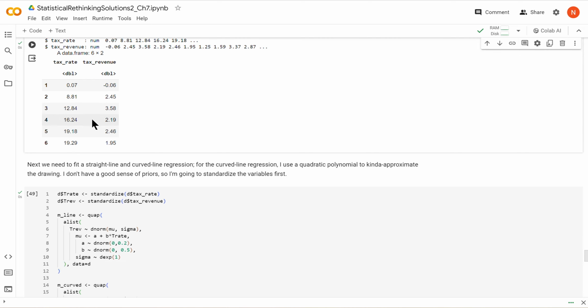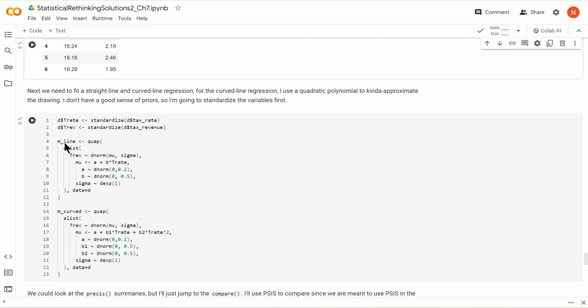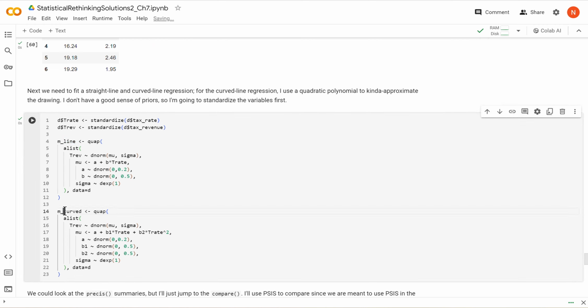Okay, and so now we're going to fit a couple of models. We'll fit a straight line model, as well as a curved model. But the first thing that we'll do, since we're using a Bayesian model, is we need to establish priors for our parameters. And I don't have a good sense of what good priors would be. And so the first thing that we'll do is just standardize our variables with the standardize function, which is part of the rethinking package. And so I have T rate for tax rate and T rev for tax revenue.